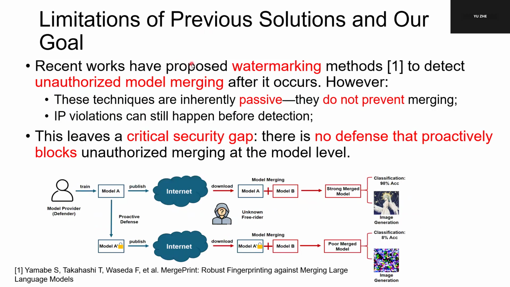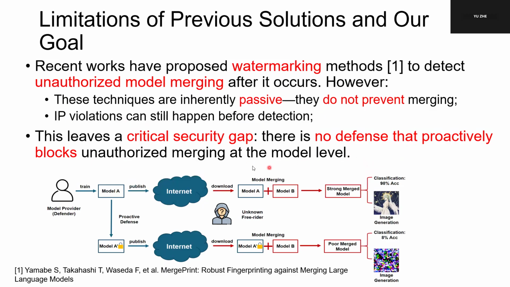Recently, there is some existing work that realizes this risk, and they propose watermarking methods to detect unauthorized model merging after it occurs. However, we think such a strategy has some limitations. First, these techniques are inherently passive. They do not actually prevent merging, and IP violations can still happen before the detection. We think this leaves a critical security gap. There is no defense that proactively blocks unauthorized model merging.